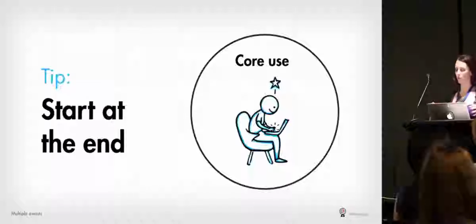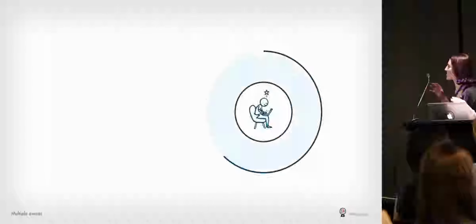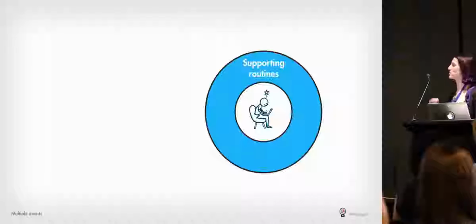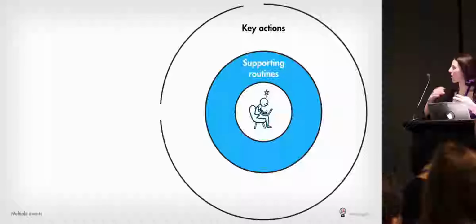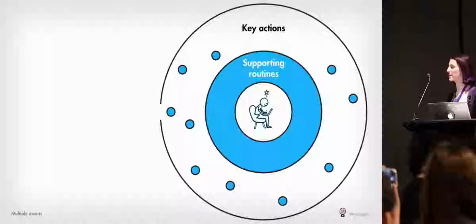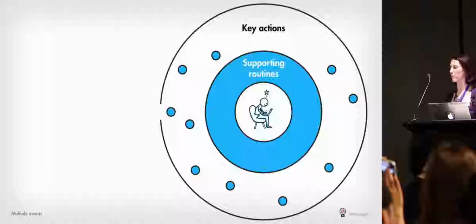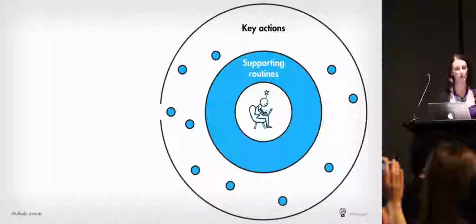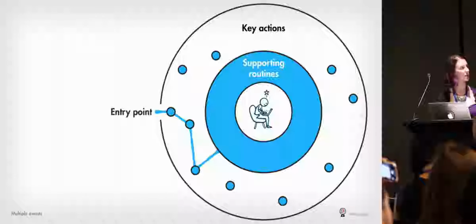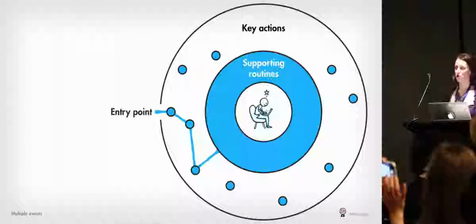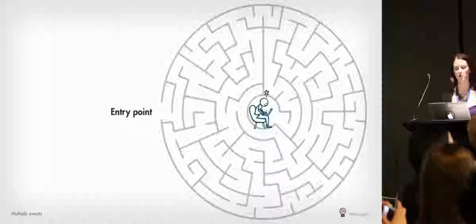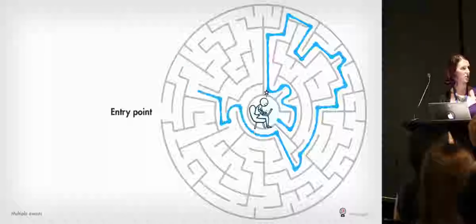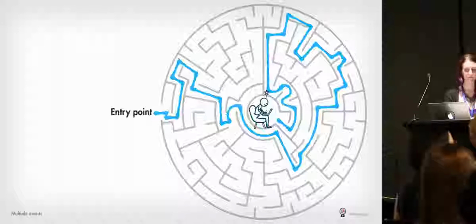And from there, you can work outwards to understanding all the routines that need to support core use, and backing out from that to understand the constellation of key actions that might need to be highlighted as part of onboarding in order to bridge someone from their entry point to those supporting routines. It's almost like trying to draw a solution to a maze. Sometimes it can be a bit easier to solve if we start at the end and work our way out to the beginning.